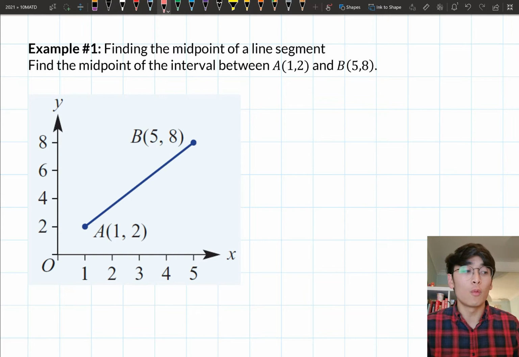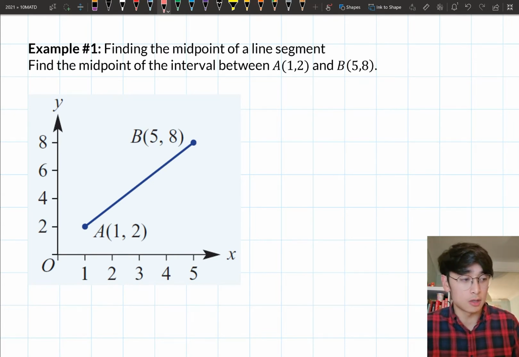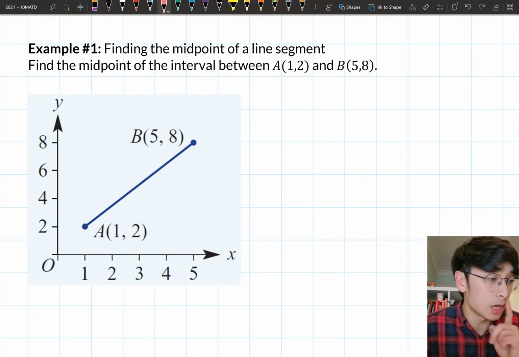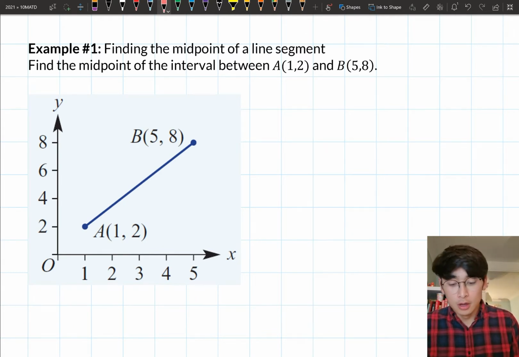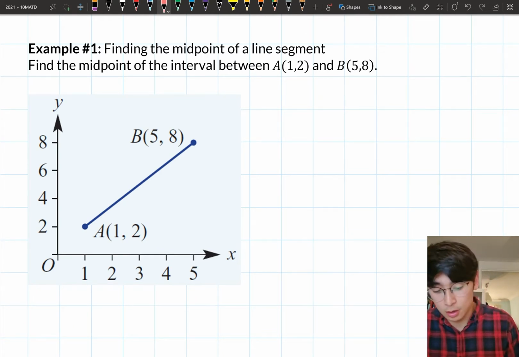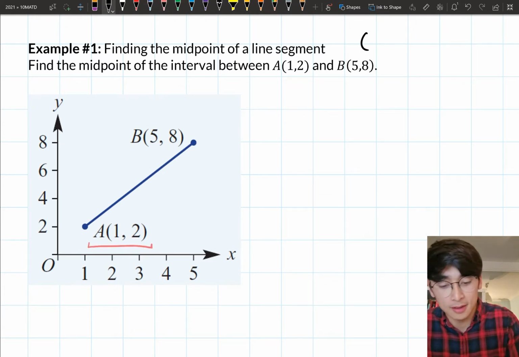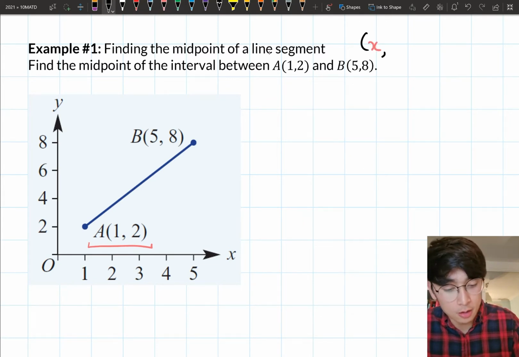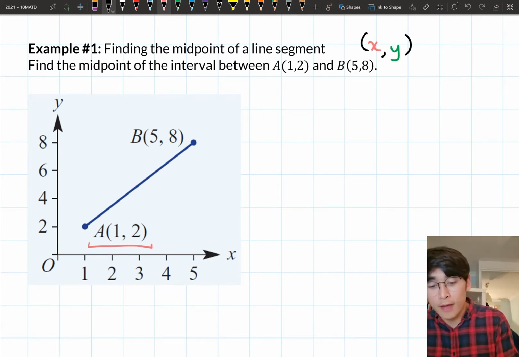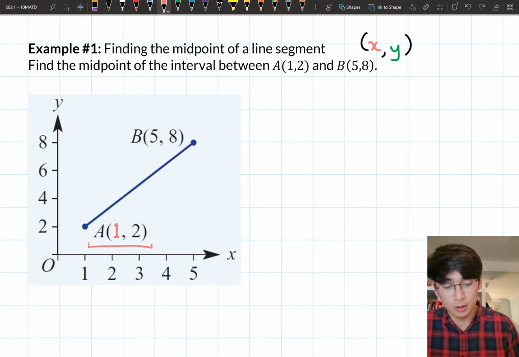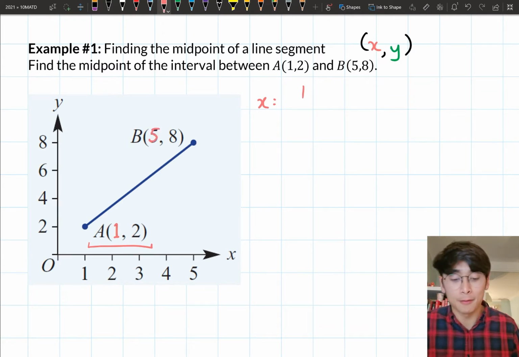So let's first start off with our x coordinates. So first of all, I want to find my two x coordinates. As you remember, I always write my coordinates as x and then y. If you have a look at A, the x coordinate of A is just going to be this 1 here. So my x coordinate of A is 1. And for B, my x coordinate is 5.